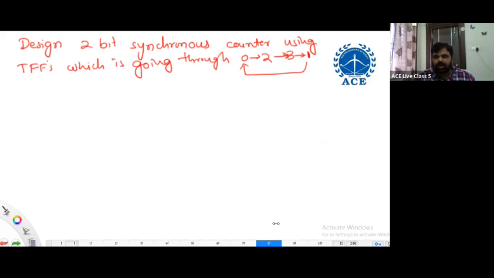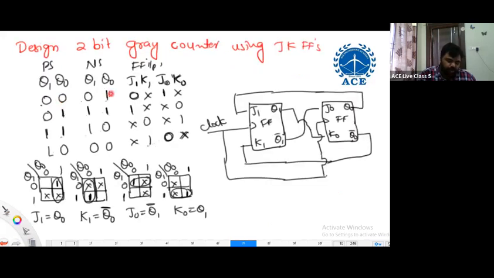0, 0, 0, 1, 1, 1, 1, 0. Again back to 0, 0. The sequence we have used: 0, 0 to 0, 1; 0, 1 to next 1, 1; 1, 1 to 1, 0; 1, 0 to 0, 0. From 0, 0 again 0, 1. Right? Going through.